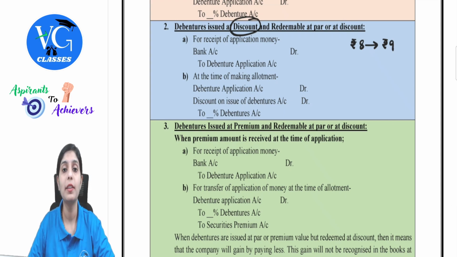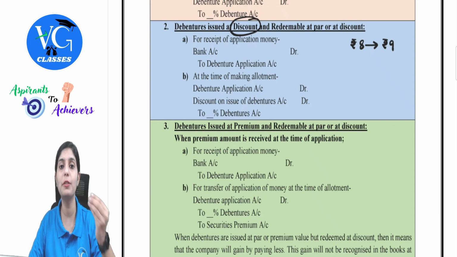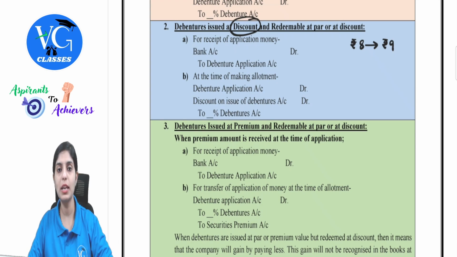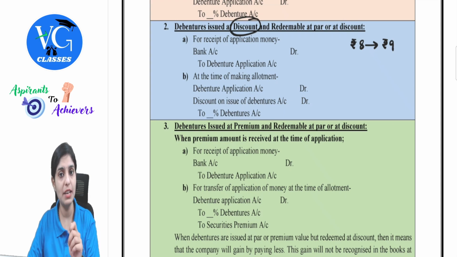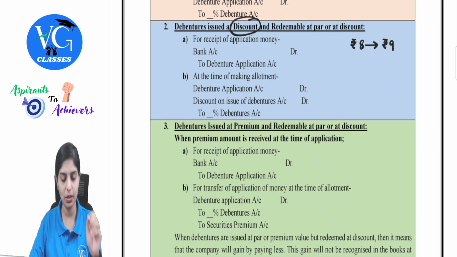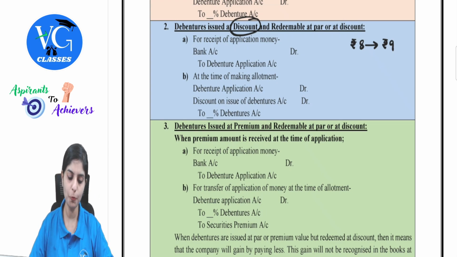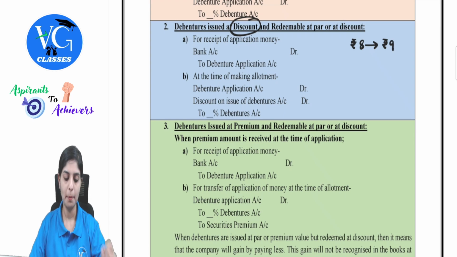Practically speaking, there could be no person who would accept redemption at discount because that is an ultimate repayment. Think from the point of view of the debenture holder. Do you think he will be ready to accept less? So this concept is not relevant practically, but as an entry, this is mentioned in your study material, so we will understand. For receipt of application money, bank account debit to debenture application.